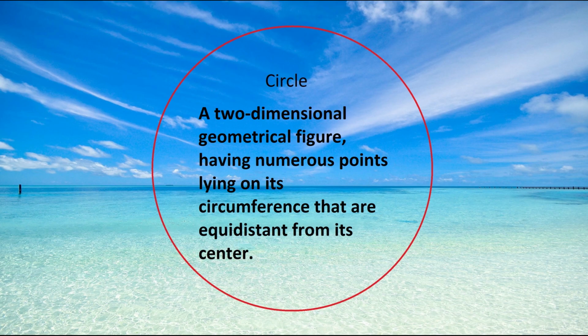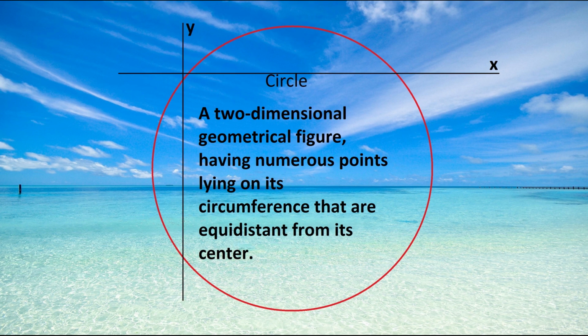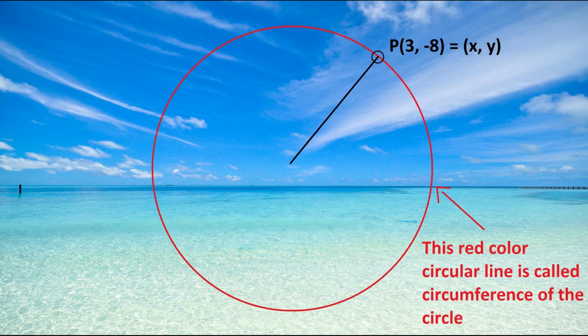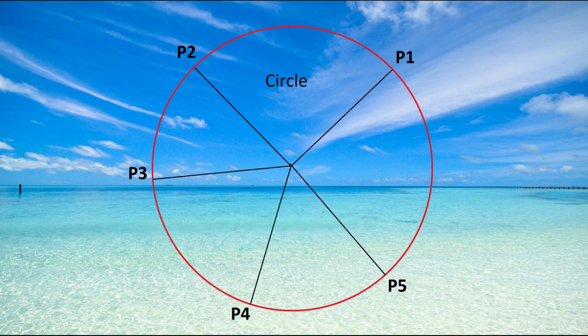So by definition, a two-dimensional geometrical figure having numerous points lying on its circumference that are equidistant from its center. Means you have a circular path, a circular line which is shown in the figure with color red, and this circular line is known as circumference. And any point on the circumference is always equidistant from its center.